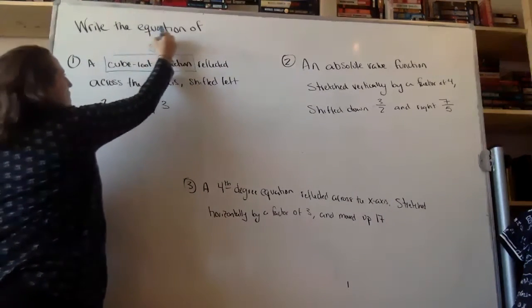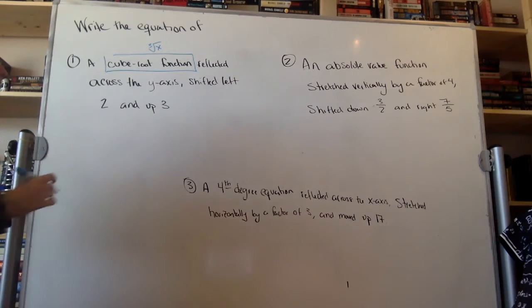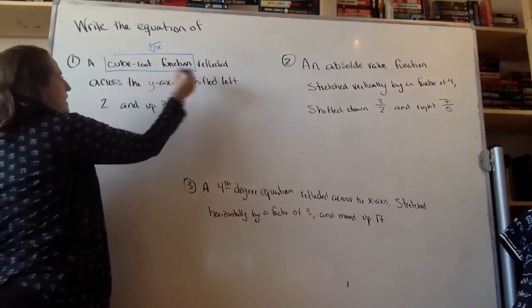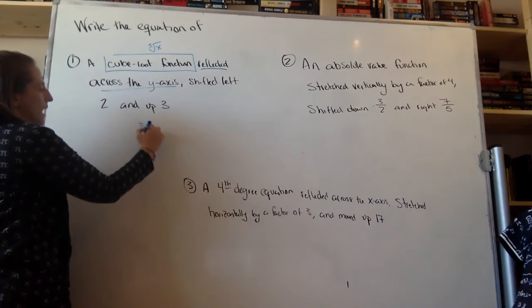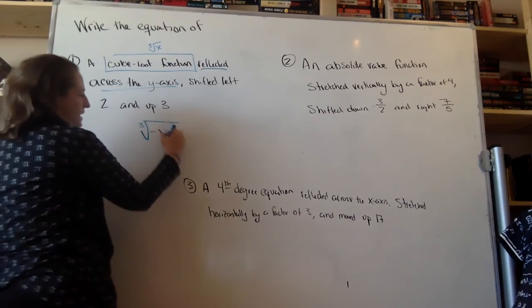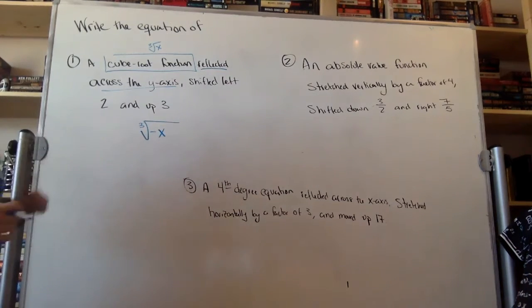Cube root is this guy. So that's my basic function and I'm going to transform it. Okay, so first I need to reflect across the y-axis. Well, a y-axis reflection is a negative inside with my x. So there's my y-axis reflection.